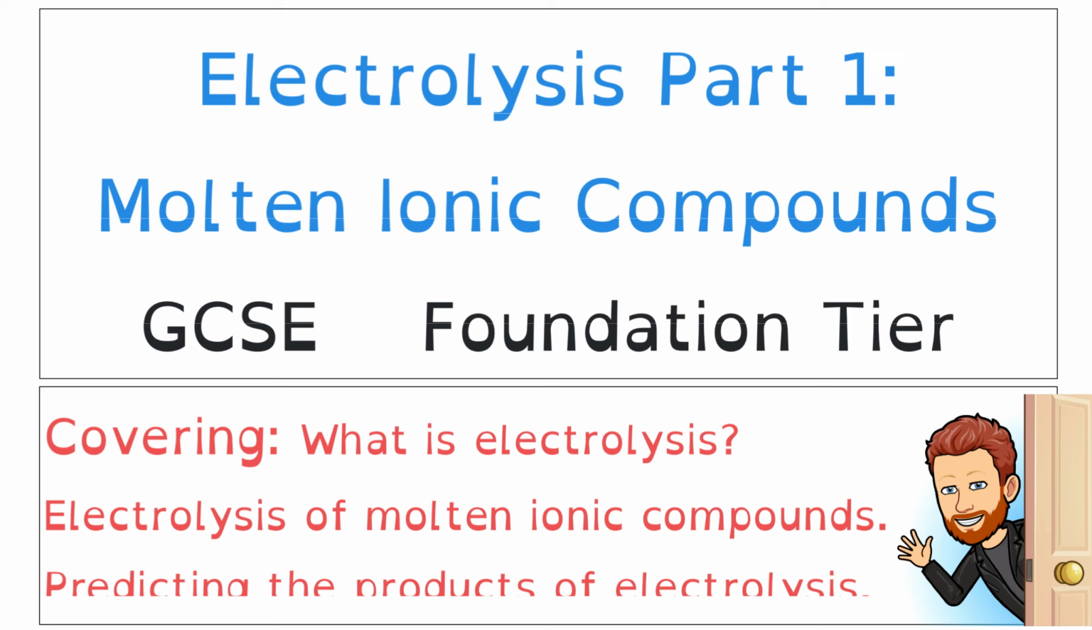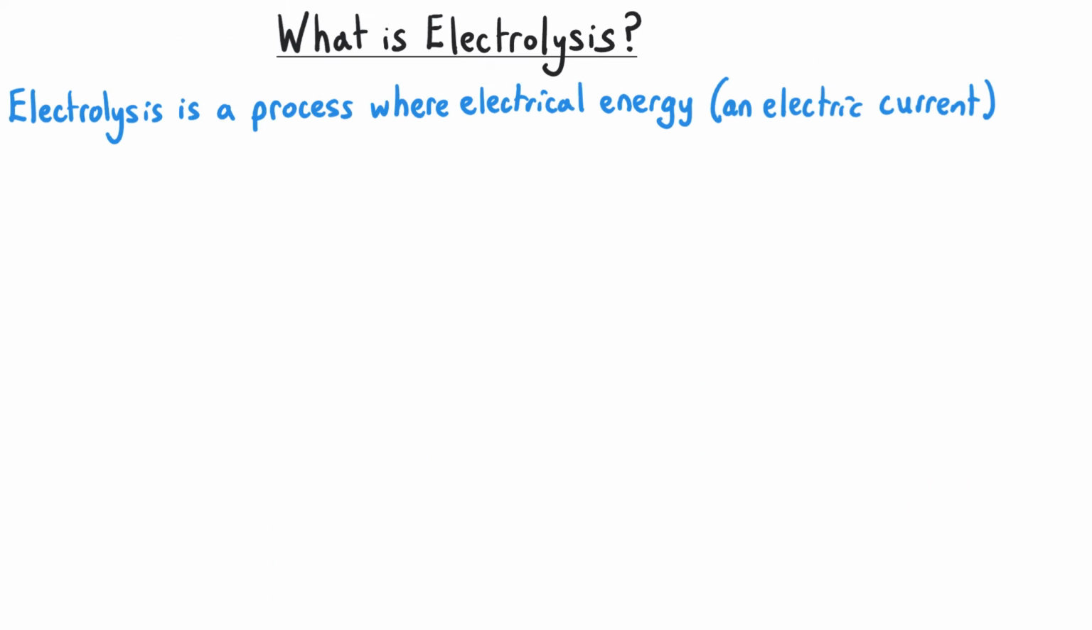In this video, I'll take a look at what electrolysis actually is and how we carry it out working with ionic compounds, and we'll finish by looking at how we can predict the products that will form as a result of the electrolysis process. This video covers the foundation tier content. If you're doing higher tier, you'll want to check out my alternative video about this topic.